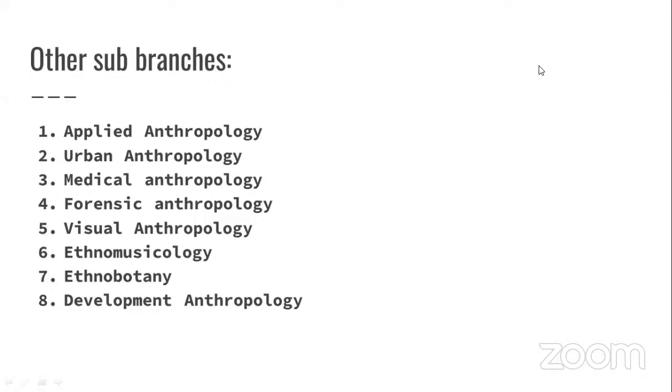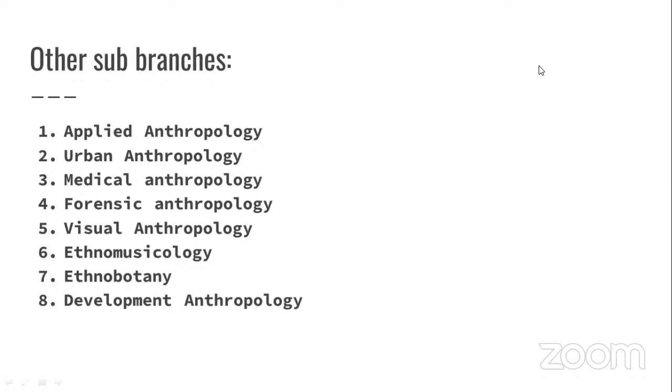Then forensic anthropology is the use of mainly physical anthropology knowledge and methods to solve crime. So basically, this is a field that is closely related to criminology, and it focuses on human behavior and the data collected by the physical anthropologist, which is applied in the field to study different crimes and solve them. Then there's visual anthropology.